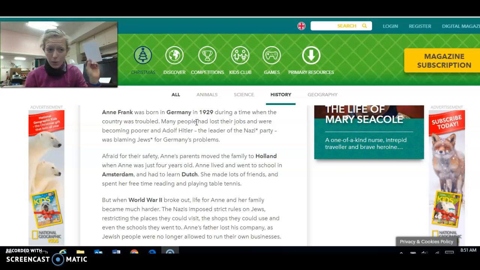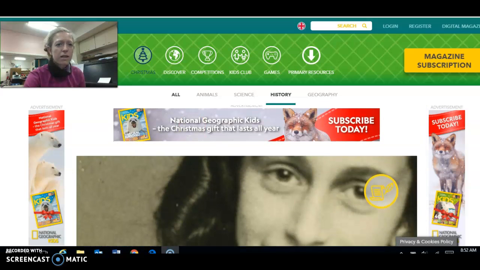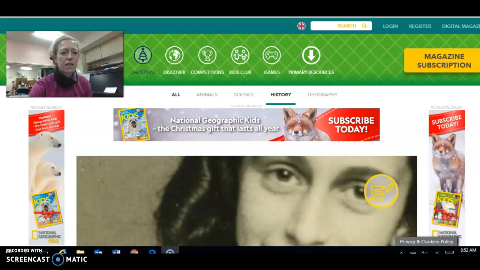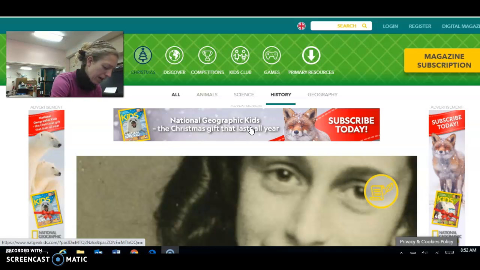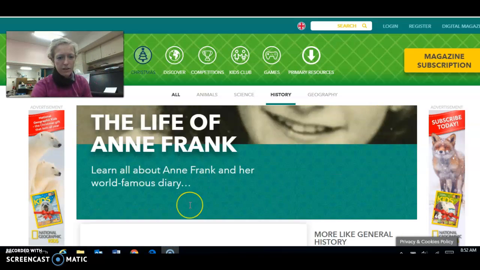Note card done. Oh, but wait. Remember, even though I'm not going to be a big stickler about citing your sources in this essay, you always have to know where you get your information. So what I would like you to do is just write the name of the website where you got this. What is this titled? This is natgeokids.com. So I'm going to write natgeokids.com on the back. And then the title of the page is The Life of Anne Frank. Okay?